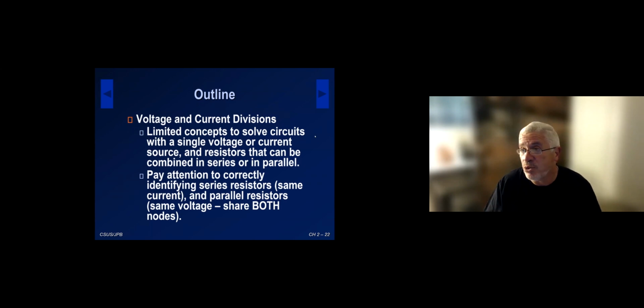Of course, anytime we're talking about series or parallel combinations of resistors, I want to raise a flag to remind you not to just go by a visual and conclude something is in series or in parallel. If you have two resistors in series, they must share the same current. And if you have two resistors in parallel, they must share the same voltage, which means essentially having both nodes in common. So just keep that in mind.